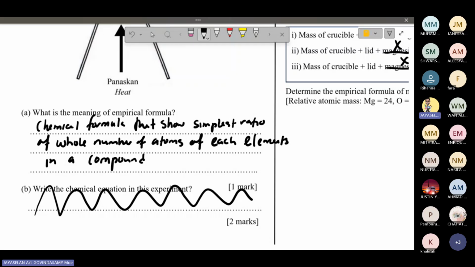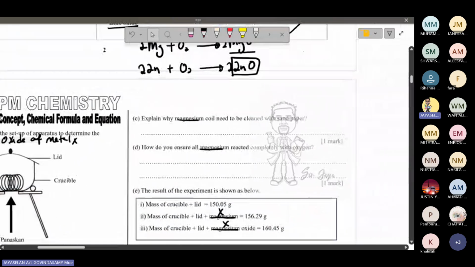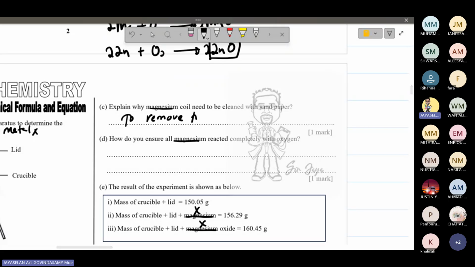Any question? No question. Okay, if let's say in your exam, they give you magnesium, you know how to do the equation. I already explained. Okay, why the metal X need to be cleaned with sandpaper? To remove the oxide layer. You letak macam ni, saya bagi markah. How do you ensure all metal X reacted completely? Terus letak perkataan ni.